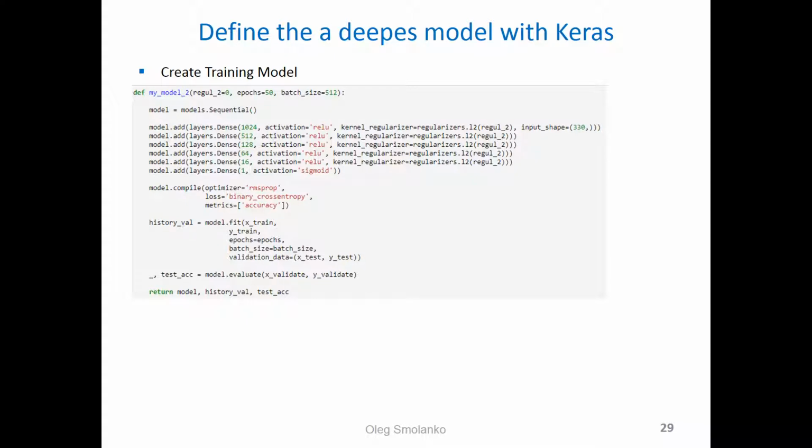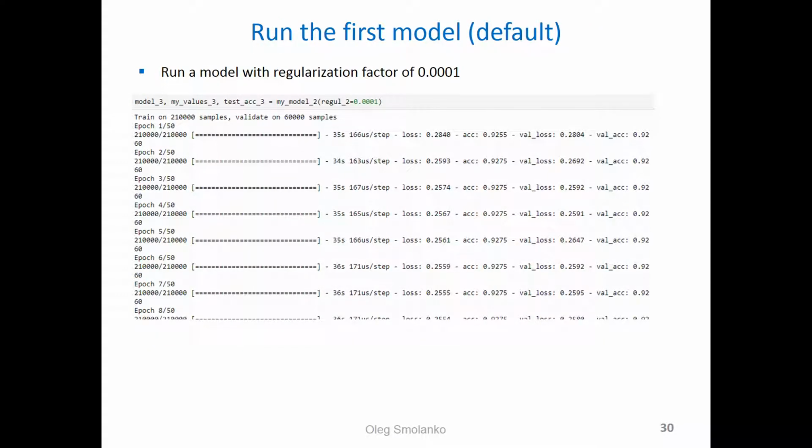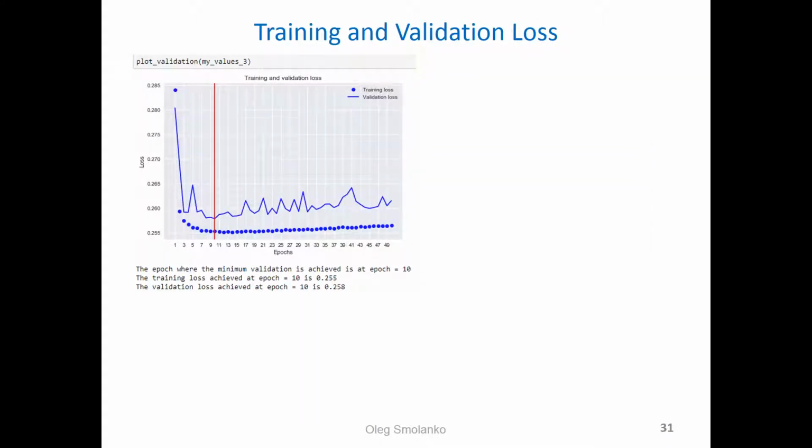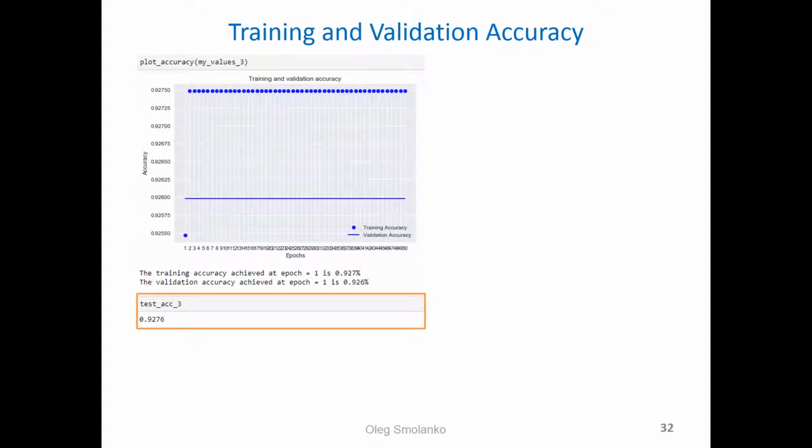I also implemented a much deeper model with more layers to see what happens. I run it also with a regularization factor of 0.001. We can see that the validation and training loss remain quite stable. And again, we have a very constant accuracy of 92.7%, which didn't really improve. And if we test it on our data, we can see that it reaches 92.7% as well.